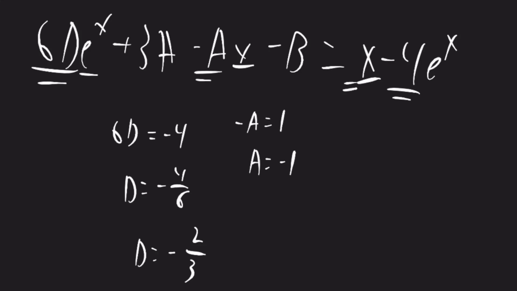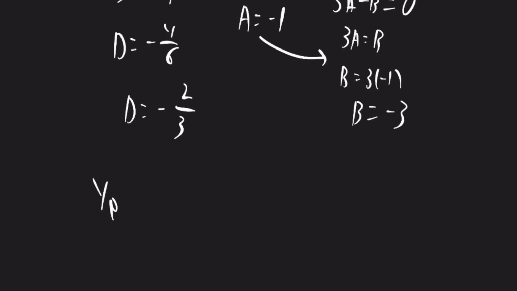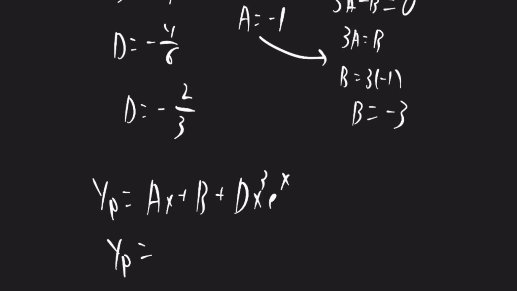And lastly, we can compare the coefficients of all the constant terms. We have this positive 3a, this negative b on the left, and on the right we have nothing, so it'll be 0. So 3a will be equal to b. a we found was negative 1, so b will be equal to 3 times negative 1, and b will be equal to negative 3. Earlier, we said yp was equal to ax plus b plus dx cubed e to the x. I'll write this using the coefficients we just found. a was negative 1, so yp will be equal to negative x. b was negative 3, so it'll be minus 3. And d was negative 2/3, so it'll be minus 2/3 x cubed e to the x.